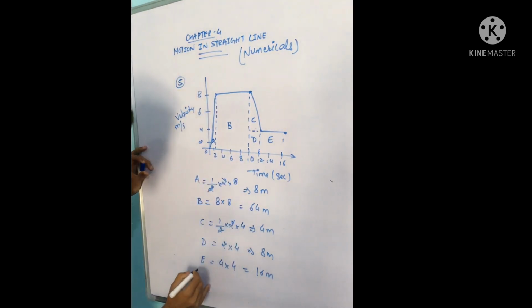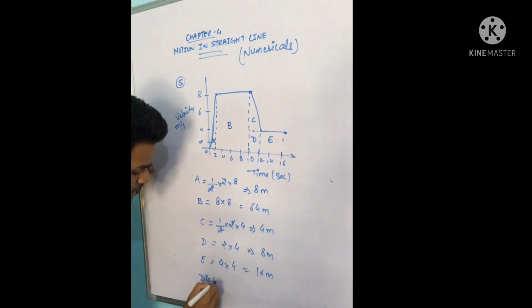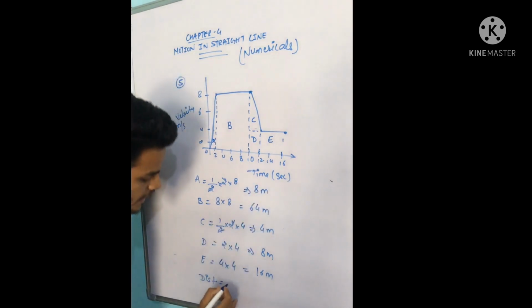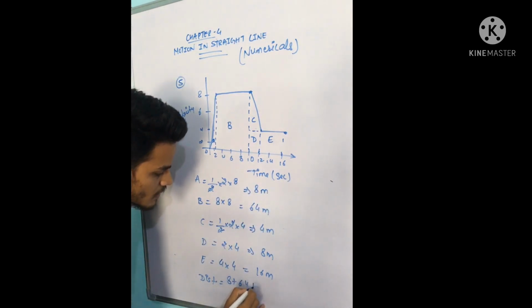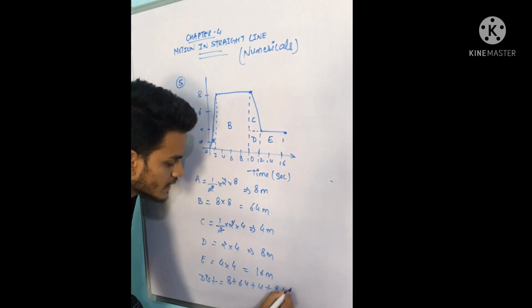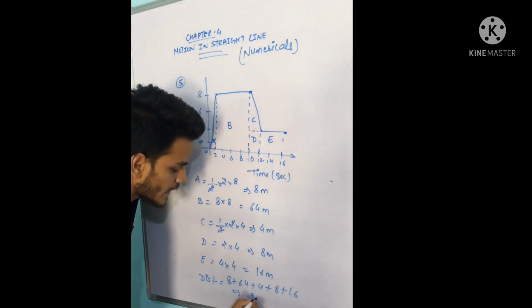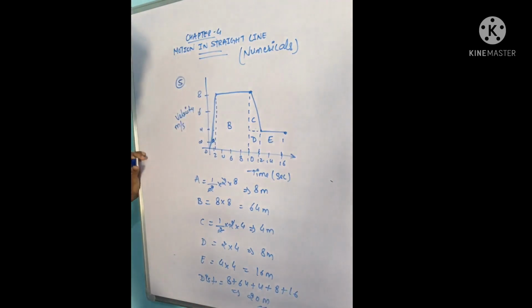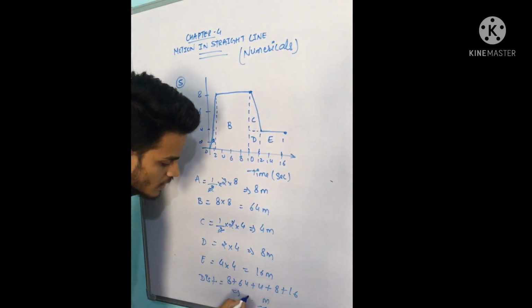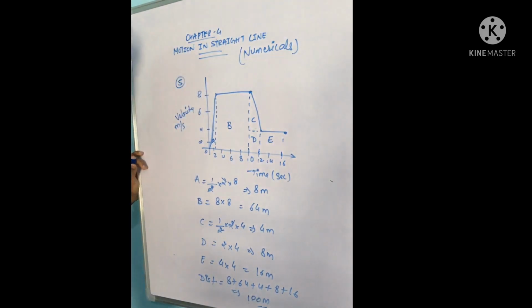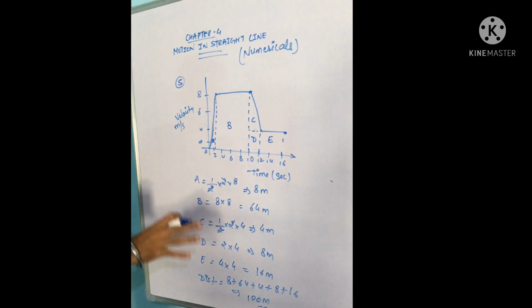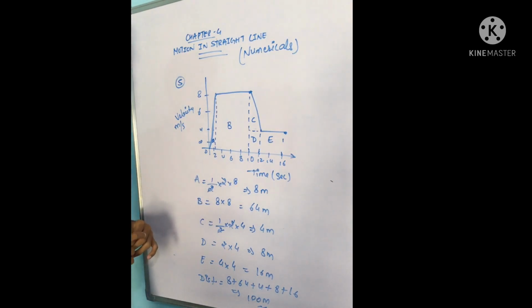Adding all the areas, we get distance is equal to 8 plus 64 plus 4 plus 8 plus 16, which is equal to 100 meters. Clear? This is the first part of our question.